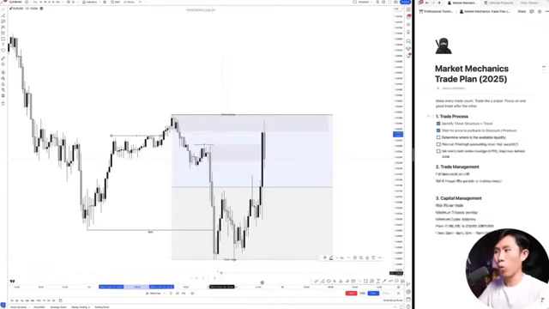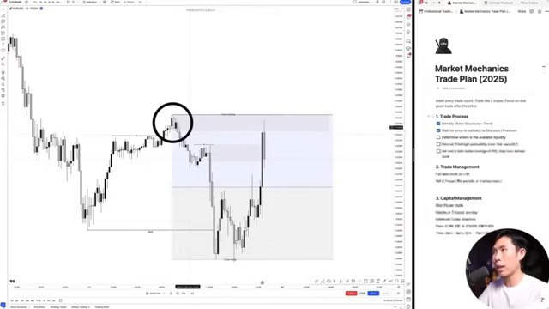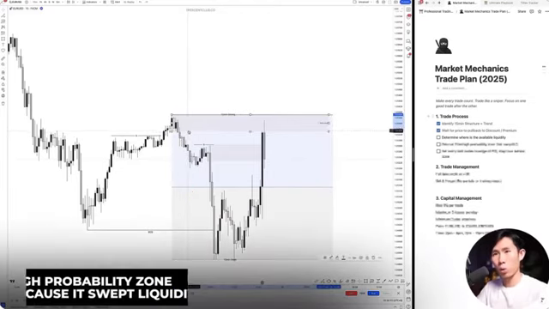And that strong move led to a break of structure, right? So based on this, I know that price has already swept the available liquidity above these highs, and then supply stepped into the market and caused price to go down just like this. So this is not just an ordinary supply zone. This is a high probability zone because it swept liquidity, right?